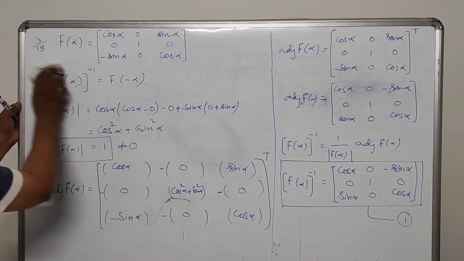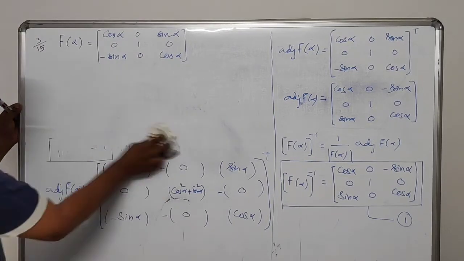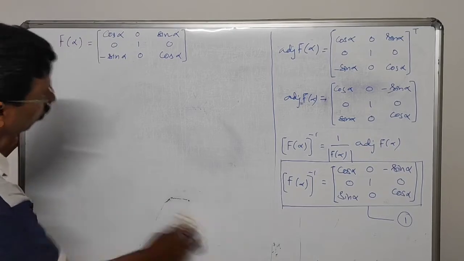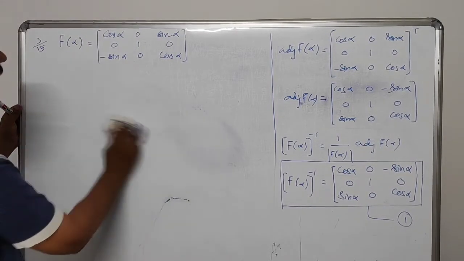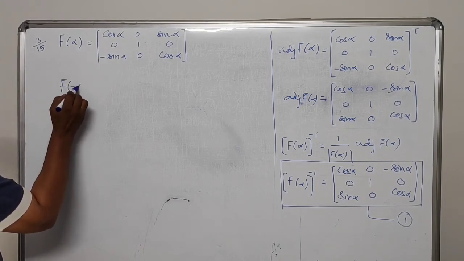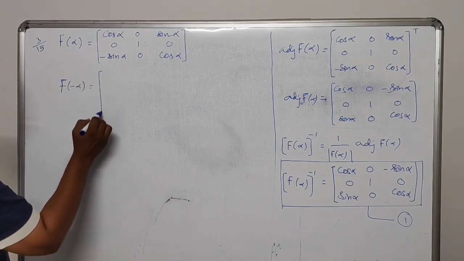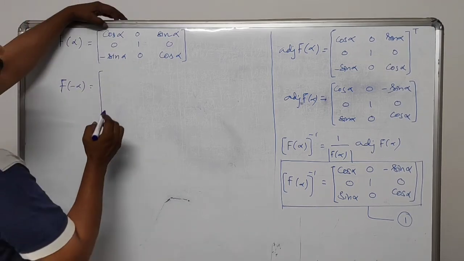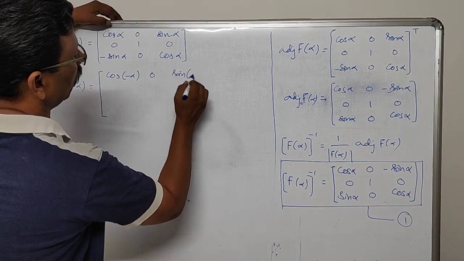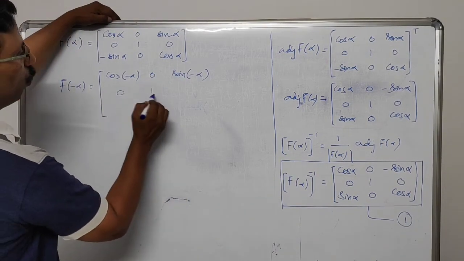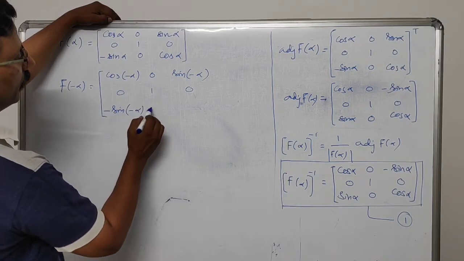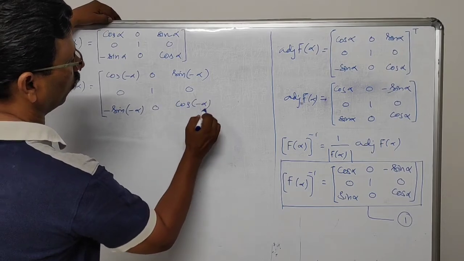It is given that f of alpha equals cos alpha 0 sin alpha, 0 1 0, minus sin alpha 0 cos alpha. Now we need to find f of minus alpha, which means wherever you find alpha, it is to be replaced by minus alpha. That is cos of minus alpha 0 sin of minus alpha, then 0 1 0, then minus sin of minus alpha 0 cos of minus alpha.